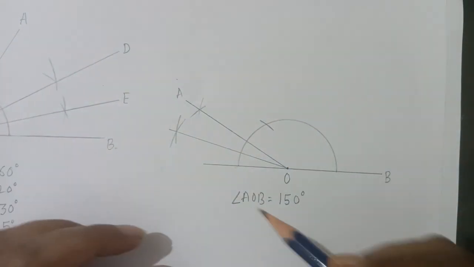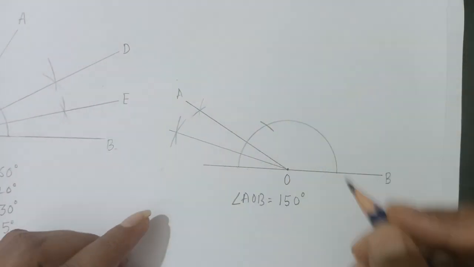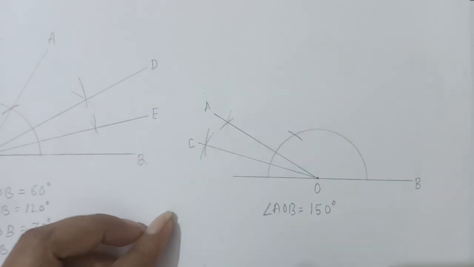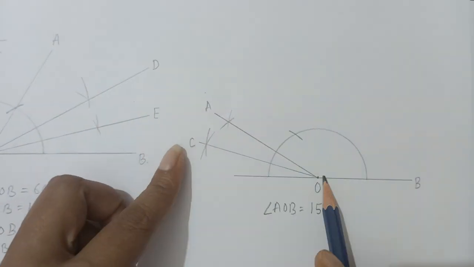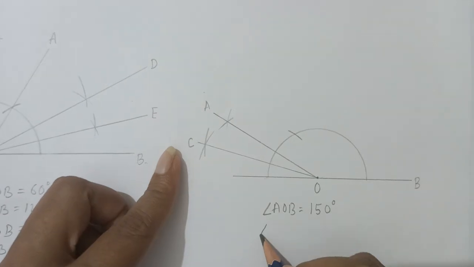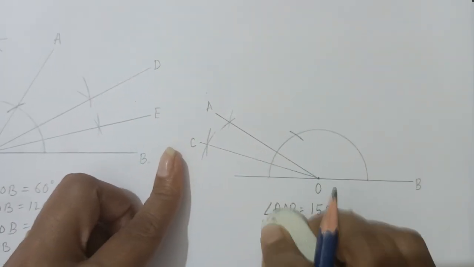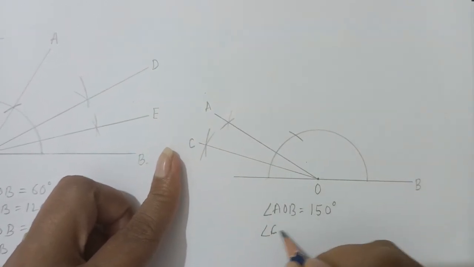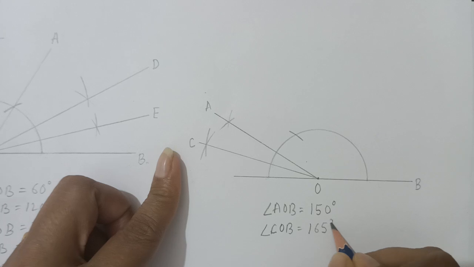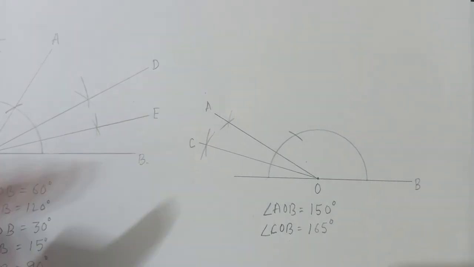Okay. Now this is this much. Give this also a name, AOB. Now this will be C. Okay. Now angle COB means this side. This much is 165. Sorry. Angle COB equals 165 degree angle. So we did all the angles from 15 to 180 degree.